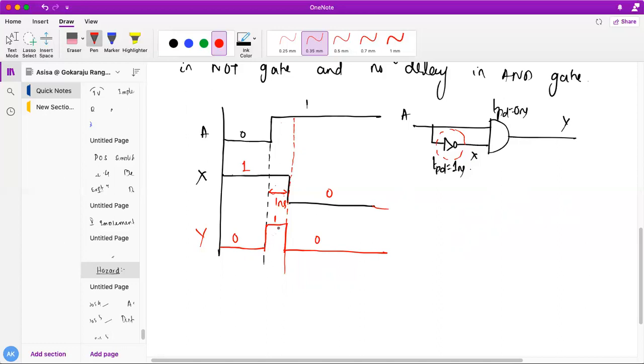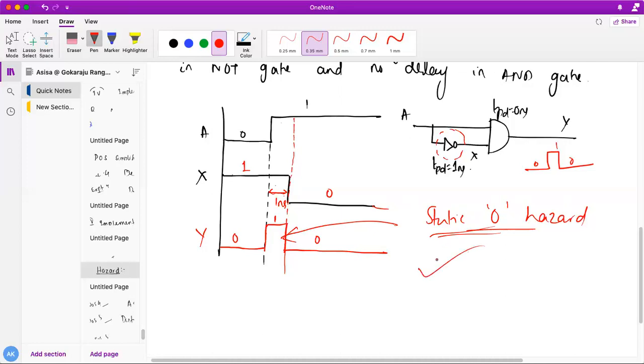So what is this called? This is called static 0 hazard. So what is static 0 hazard? You are expecting 0 completely throughout the output, but in some position you are getting just 1 nanosecond or 2 nanosecond of inverted output, 0 1 0. Then it's called static 0 hazard. You all understand? So very important.